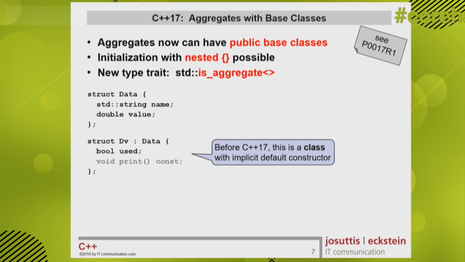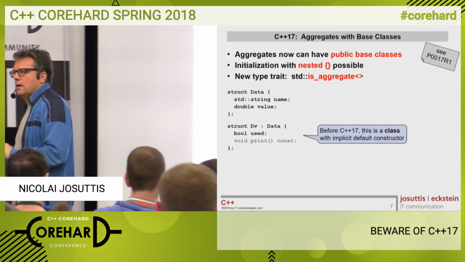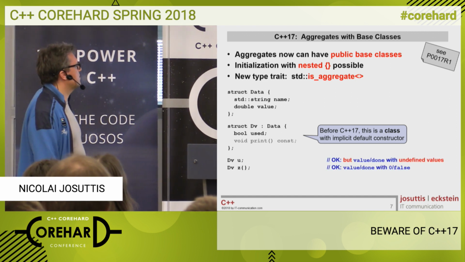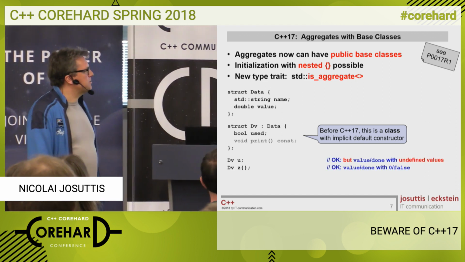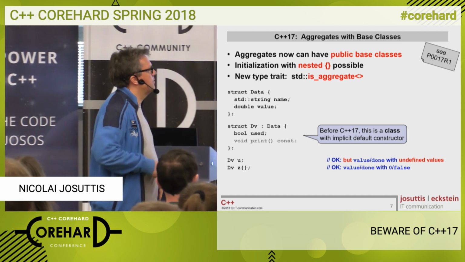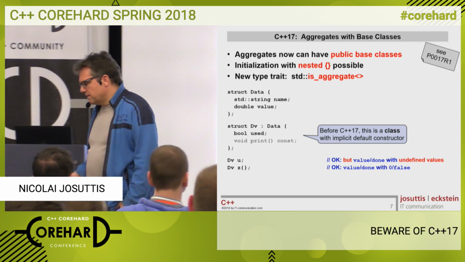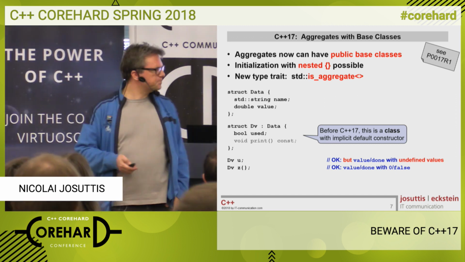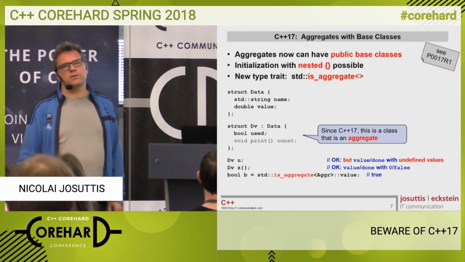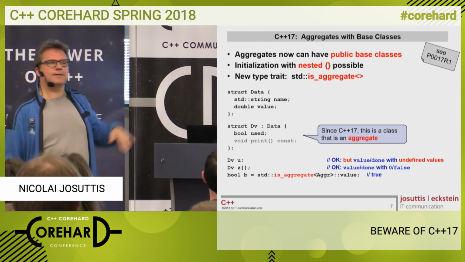Before C++17, because it had a base class, this was a class. This was not an aggregate. So this has changed. This is now an aggregate. And this has some consequences. First of all, you can still create objects without initialization, having undefined values, or with curly braces having no undefined values, because even fundamental data types are initialized by 0 or false or null pointer. And we have a new type trait, by the way, where we can check whether something is an aggregate now. Yeah, I'm sorry that the most important information is on the bottom of each slide.